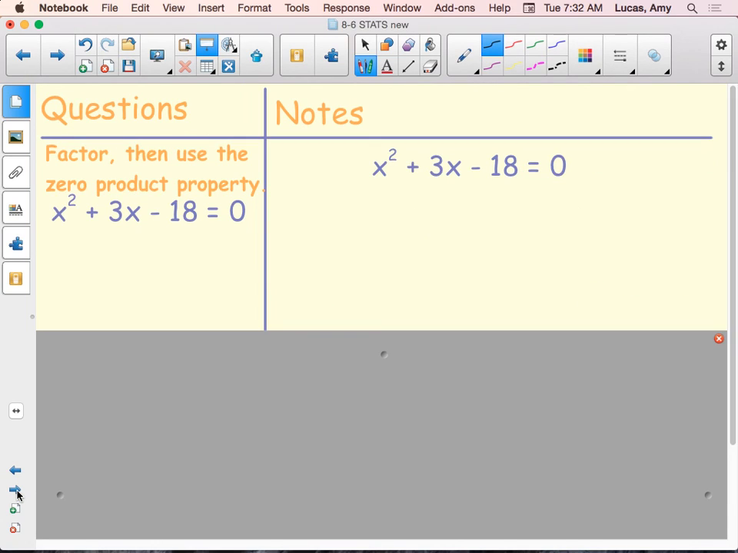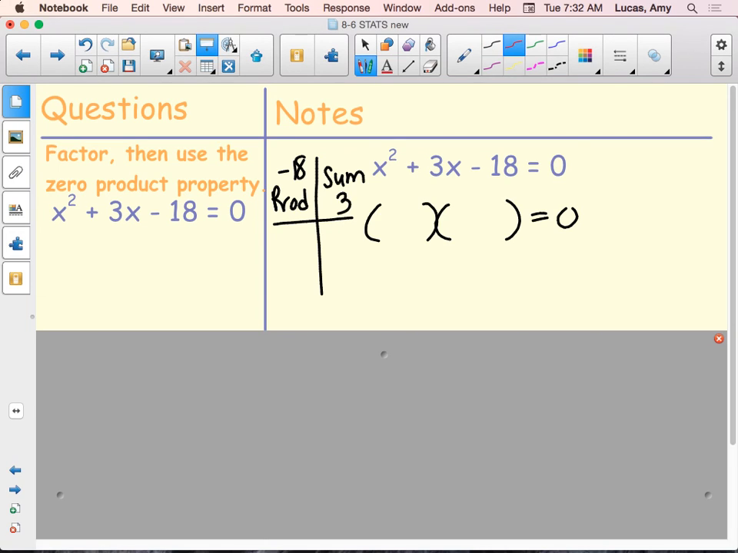Okay, now on the last slide, you notice that these have an equal sign, so that makes them equations. So remember, when you solve an equation, you want your answer to be x equals, if the variable in the equation is x. So we are going to factor this first. I've got the hang of this factoring. I need a product of negative 18. I need a sum of 3. So negative 18 and 3.